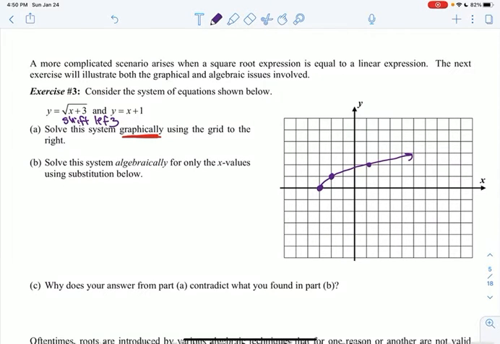Now y equals x plus 1, I need the m and the b, so my slope is 1. The slope is the number in front of the x, and b is my y-intercept. My y-intercept is 1. So 1 is actually my starting point.